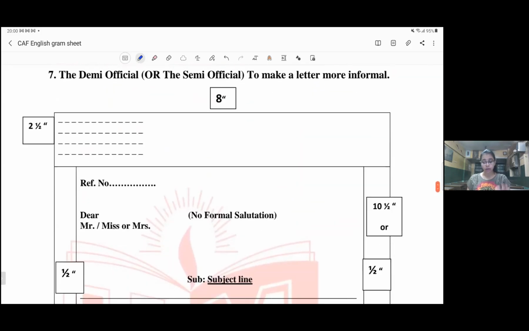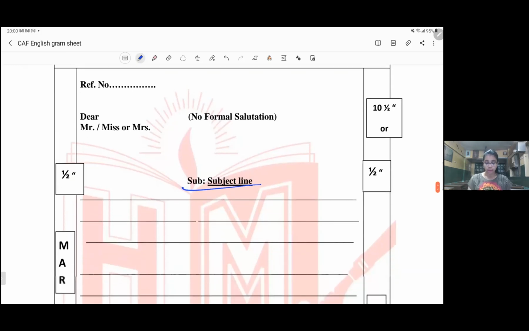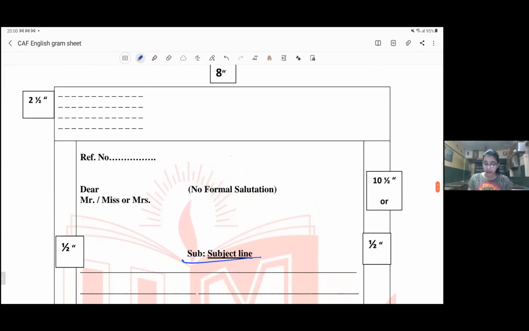Next letter is also the same, that is called semi-official. Here also, no formal salutation, Mr., Mrs. or Miss. Nothing means madam, sir, nothing. Only Mr., Dear Miss, Mrs. will come. And direct subject line will be in between. And again, there will be only 2 paragraphs here. Clear? There are only 2 paragraphs.